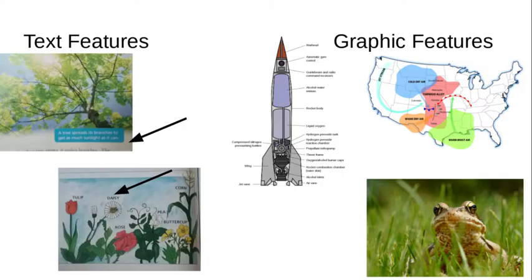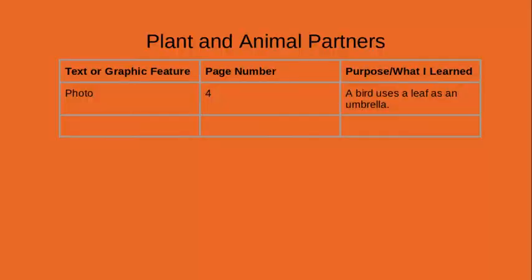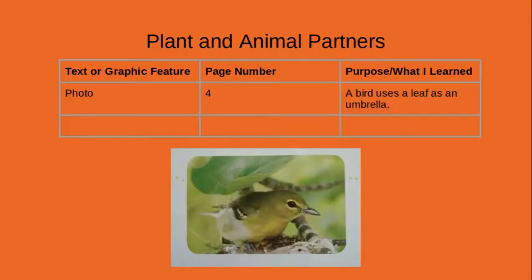Let's look at examples in our leveled readers. If you're in Red or Yellow Group today, you're going to be reading Plant and Animal Partners. Looking at a photo I took straight out of page 4, this is an example of how you would fill in your chart in your ELA journal today.